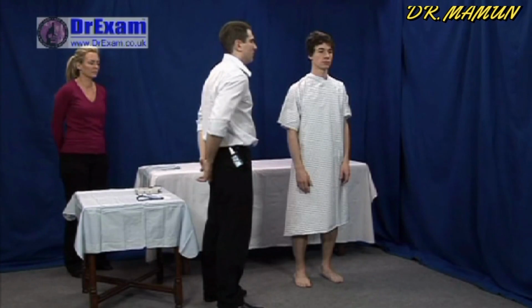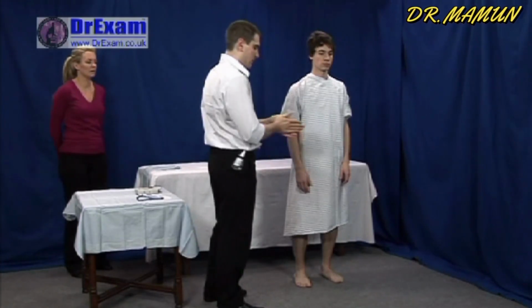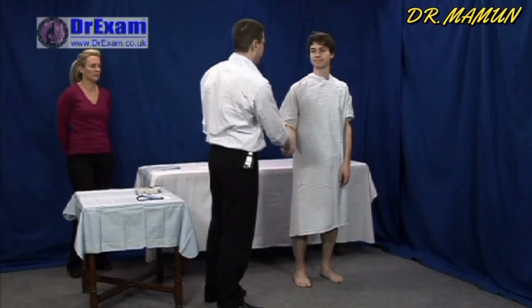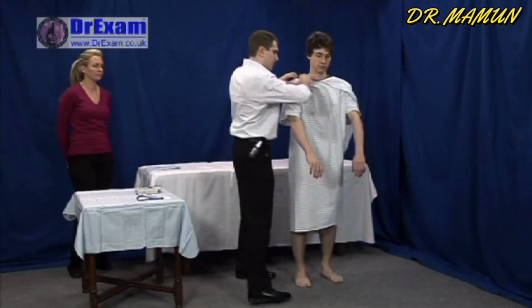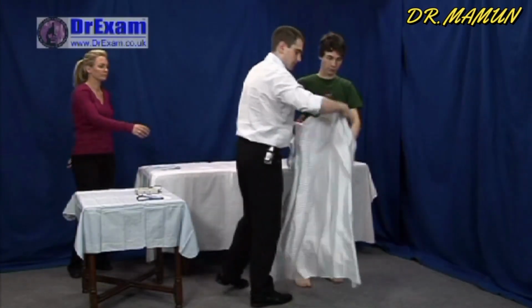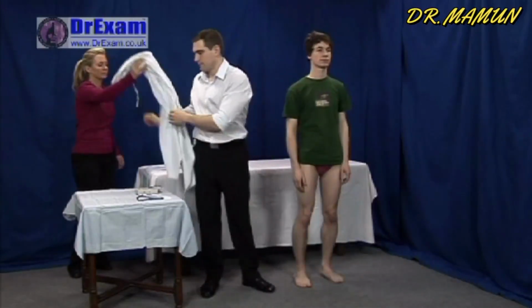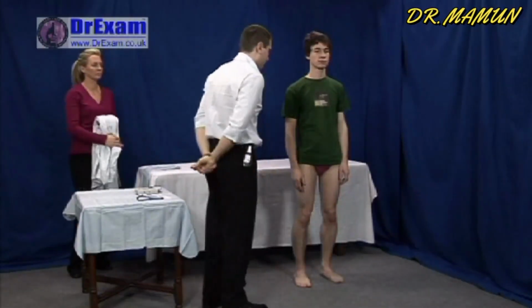Start by washing your hands, greeting the patient and gaining consent, ensuring a chaperone is present. Expose the patient below the waist, keeping their underwear on. Ensure that the patient is not in any pain and begin inspection.